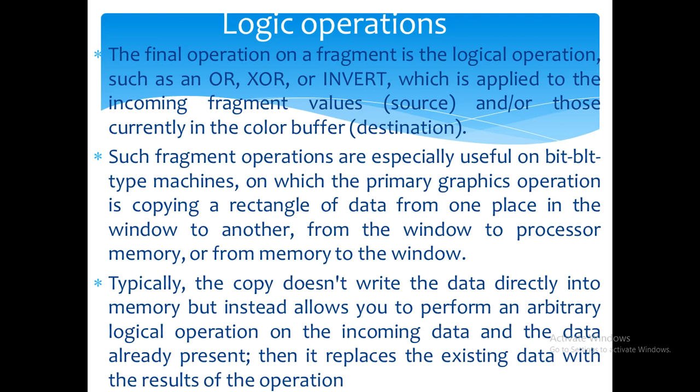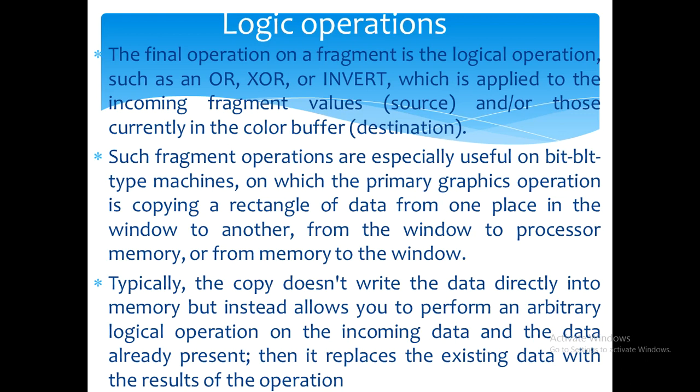If it is a red color pixel you will see red, if it is a blue color pixel you will see the blue color. That is copying a rectangle of data from one place in the window to another, from the window to processor memory, or from memory to window, whatever, right? That will normally be done as a copy. Then typically the copy doesn't write the data directly into memory, but instead allows you to perform arbitrary logic operations on the incoming data and the data already present. You can apply the logical operations by using a copy, right?